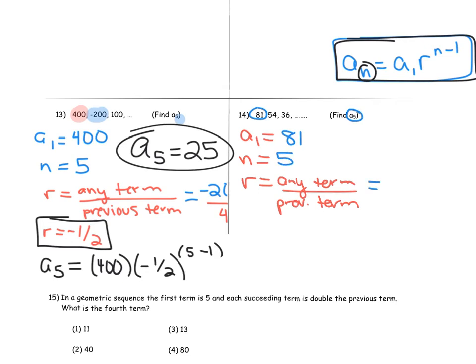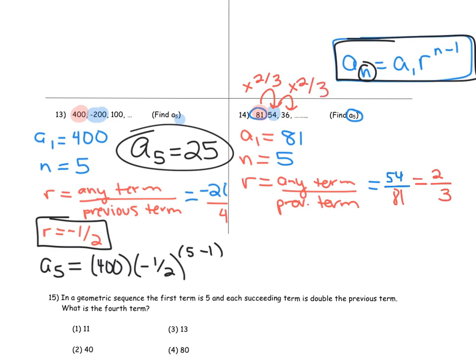And for r, we take any term, so pick any term you want. Let's say we'll go with 54, and we're going to divide it by its previous term of 81. When I put that into my calculator, I end up getting 2/3 because we're going to math frac it. We want the fraction. So that means everything here is getting multiplied by 2/3.